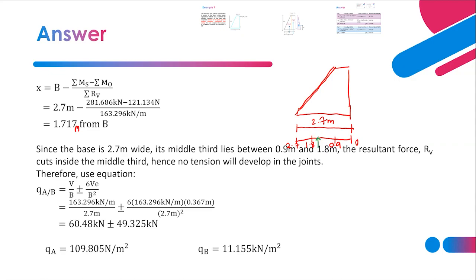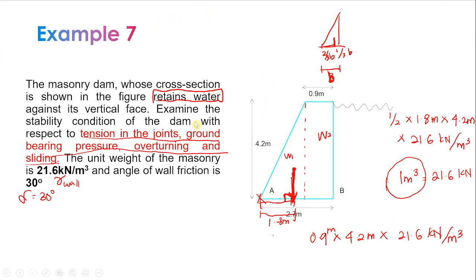Still within the middle third. Since the base is 2.7 meter wide, its middle third lies between 0.9 and 1.8 meter. The resultant force RV cuts inside the middle third, still within the middle third itself, 0.9 to 1.8. Hence no tension will develop in the joint. So no tension will develop in this joint. No tension in the joints. We have checked the first question.